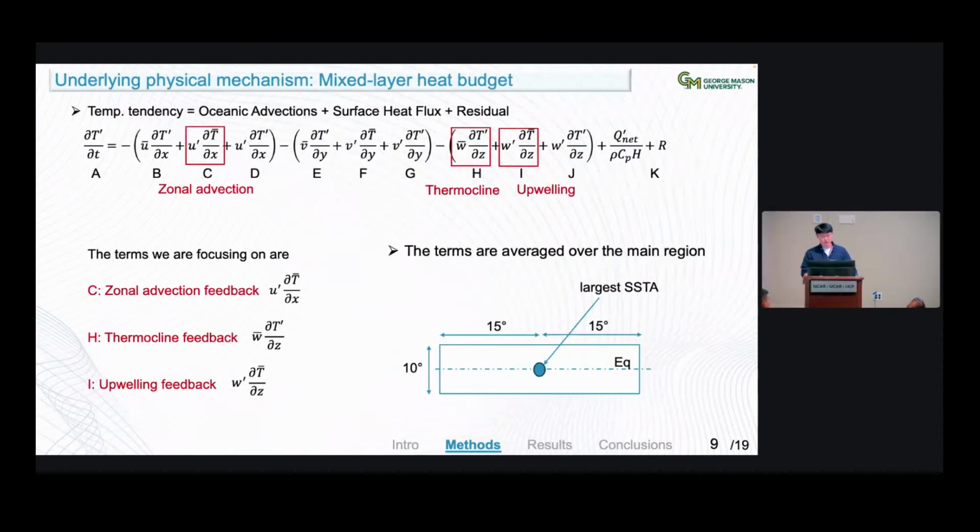And in order to understand the underlying physical mechanism, we are applying the mixed layer heat budget analysis. Here, I just picked some important terms to look at. On the left, the first one is zonal advective feedback. We also have thermocline feedback and upwelling feedback. These terms are averaged between June and November to look at the ENSO development phase. Finally, these terms are all averaged over the main region for each ENSO type, determined by detecting the largest SST anomaly point in the composite SST pattern.